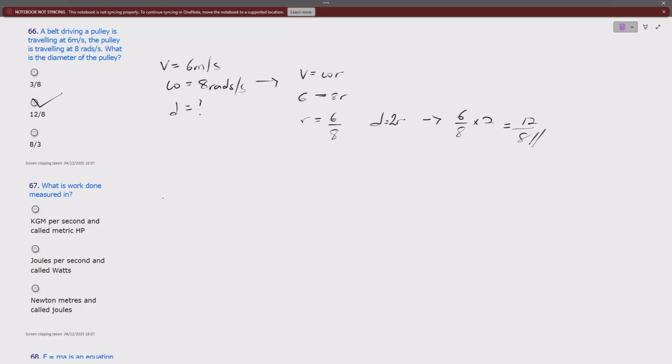Work done is measured in. Work done equals force times distance. Force is measured in newtons, distance in meters. So newton meters, or joules.